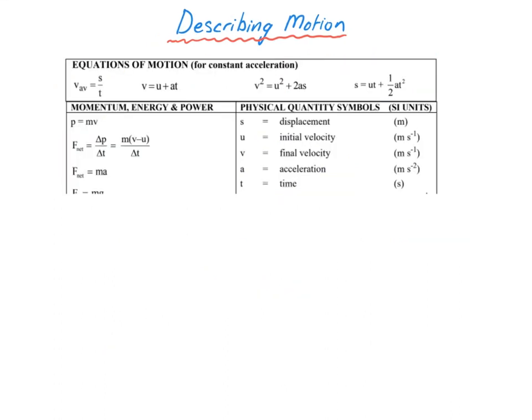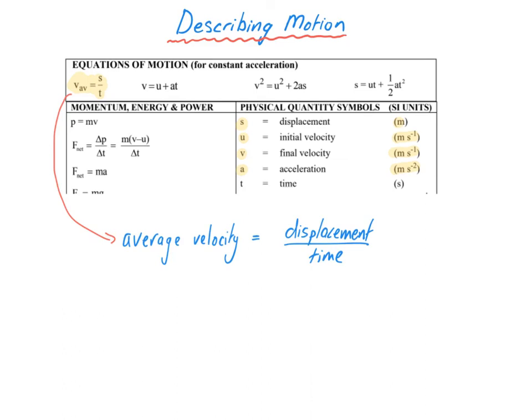Let's have a look at your information sheet to see what you're given. We see here that displacement is given the symbol S, acceleration is A, and then we have initial and final velocity. You also get given the SI units, the standard units you should work in: meters, meters per second, and meters per second squared. You'll note here that the only formula we have so far is for average velocity. You need to remember that average speed is distance on time.